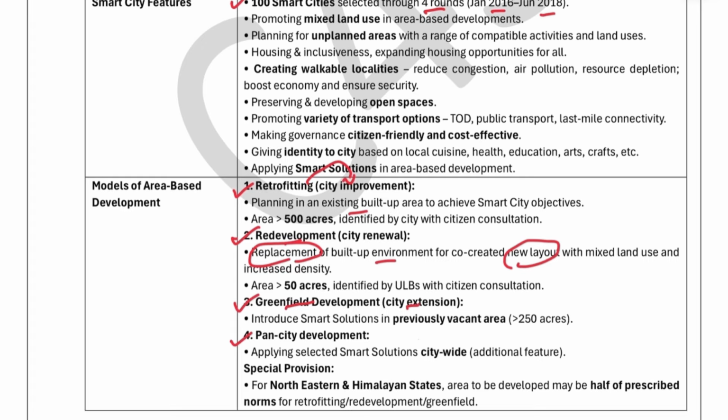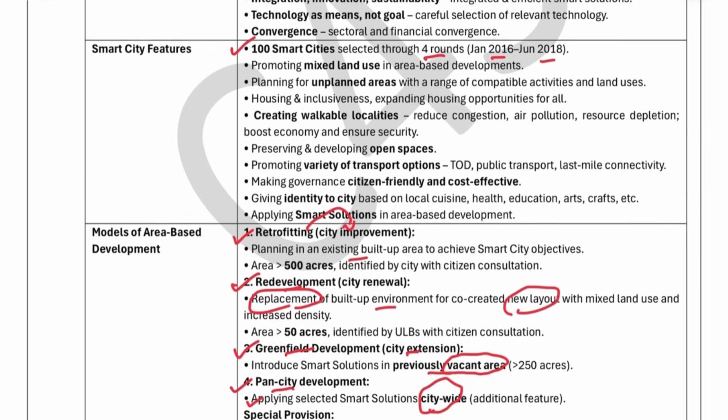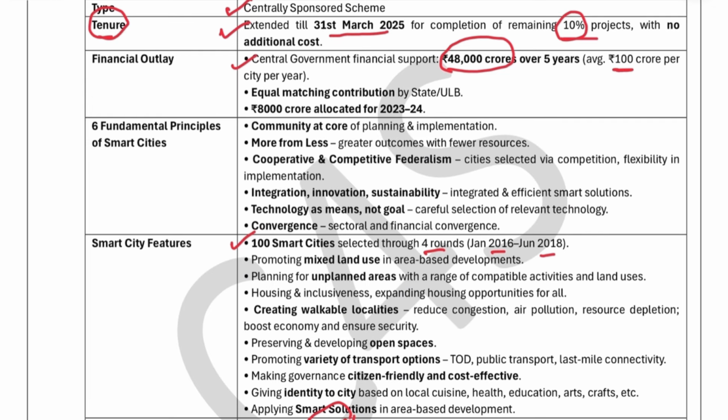Greenfield is about the city extension. It is where we are introducing smart solutions in previously vacant areas, right? So that's why it is called a greenfield. And pan city development model involves applying selected smart solutions citywide. Okay, just remember these 4 models.